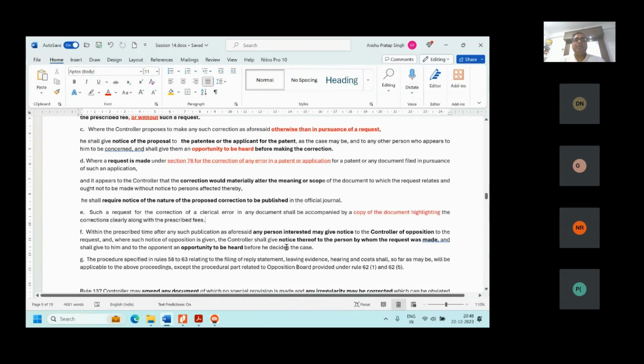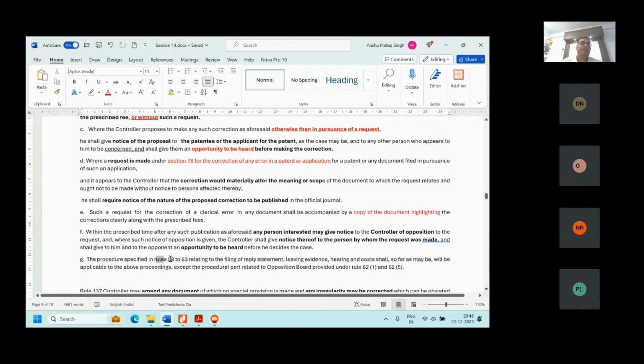And again, once it is published, any person interested can give notice of opposition to the Controller, and if the opposition is given, the opportunity to be heard will be given to the opponent. Same thing will happen. The procedure specified in rules 58 to 63, filing of reply statement, leading evidence, hearing and decision, shall so far as applicable apply to the proceeding.